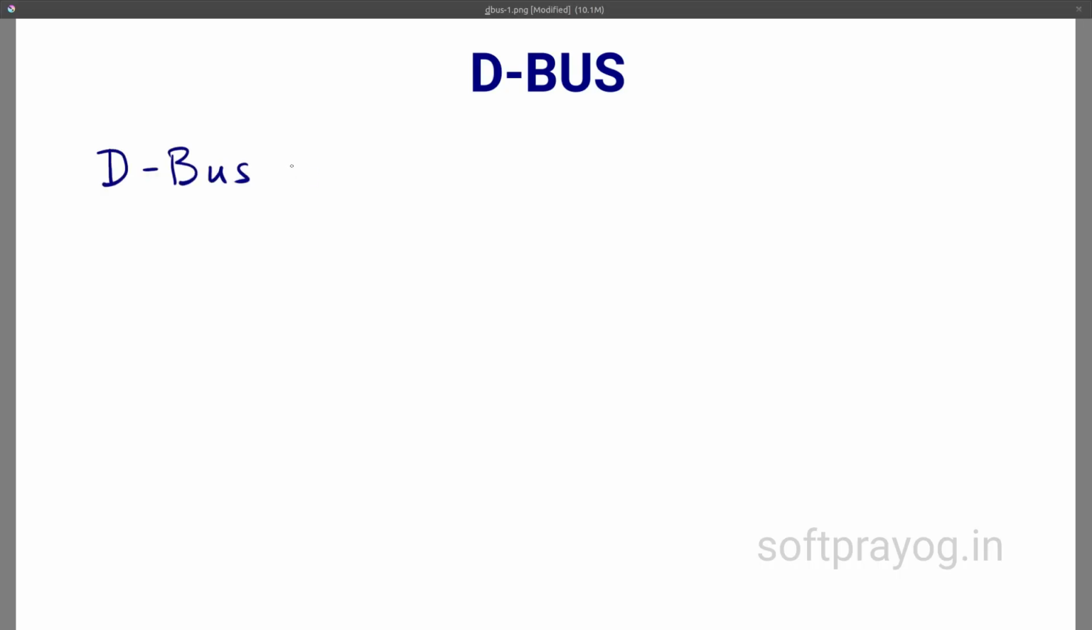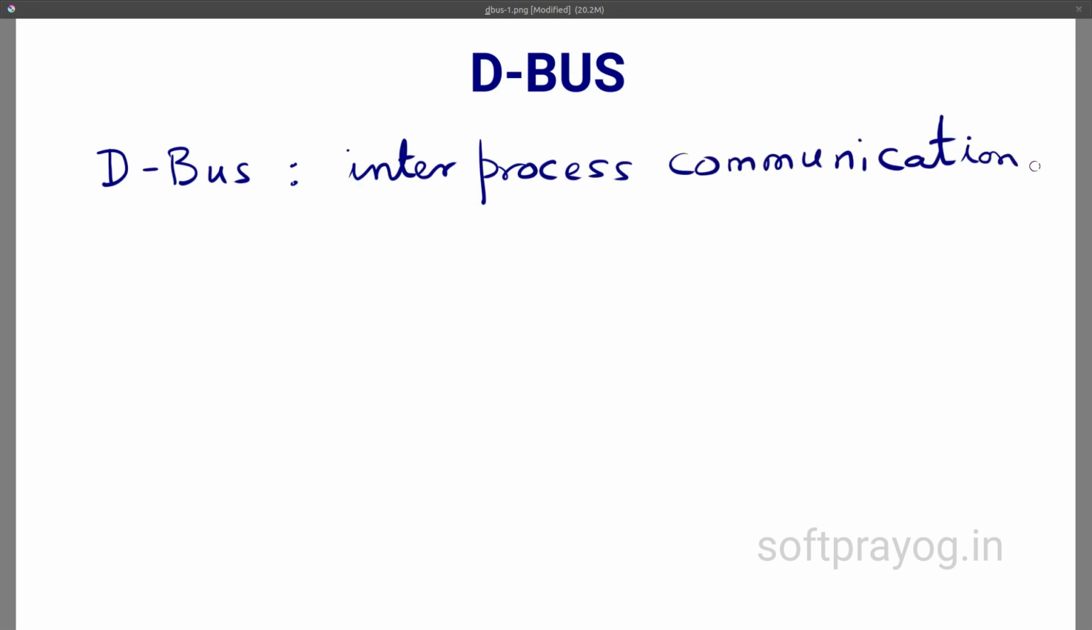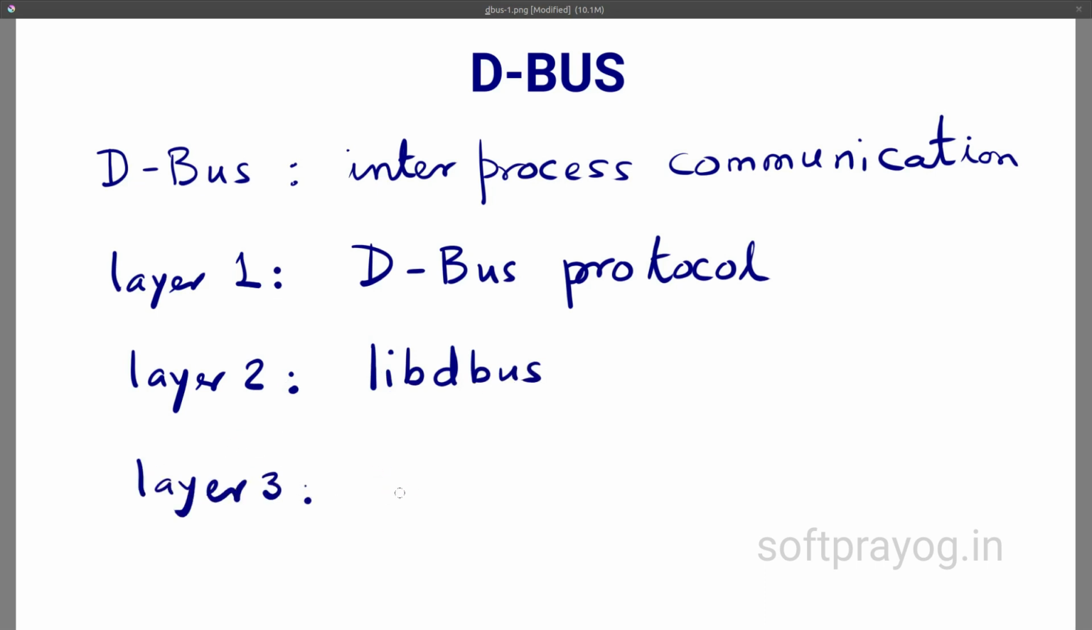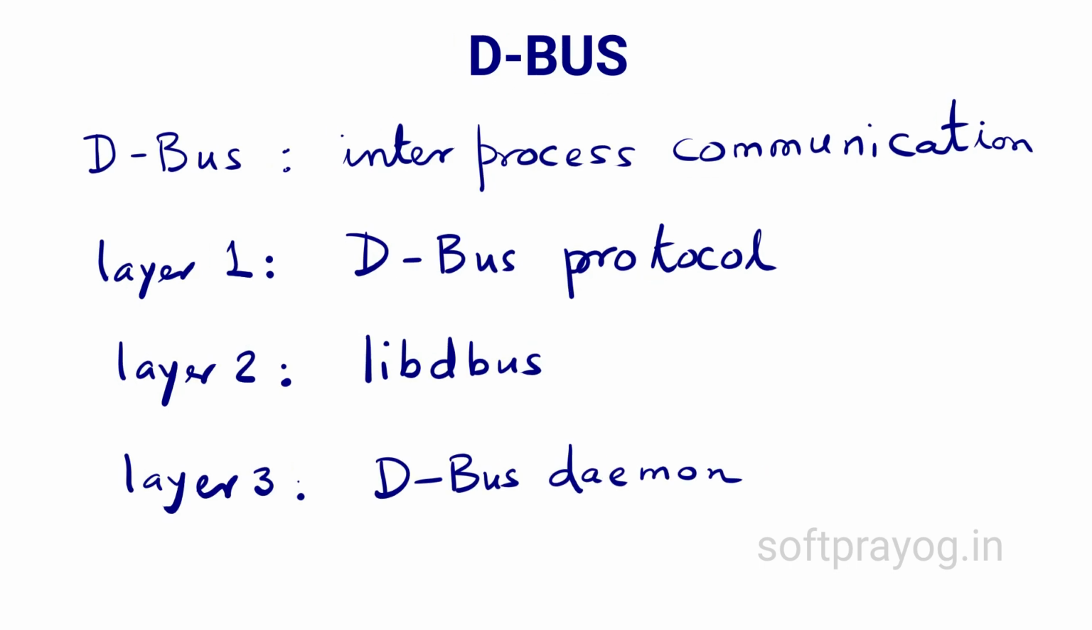D-Bus is a mechanism for inter-process communication. There are three layers of D-Bus architecture. The lowest layer is the D-Bus protocol for communication between two processes. This is how two processes communicate using D-Bus. There is a low-level C language library which implements the D-Bus protocol, and the library is libdbus. We'll be using libdbus for server and client programs in this video.